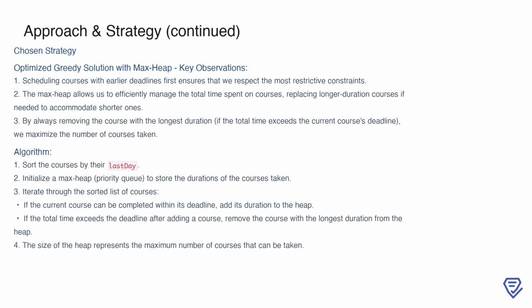The algorithm is straightforward. We sort the courses by their deadlines, initialize a max heap to store the durations of scheduled courses, and iterate through the sorted list. Each course is added to the heap if it can be accommodated within its deadline, and the longest duration course is removed if the total time exceeds the limit. The size of the heap at the end gives us the maximum number of courses that can be taken.